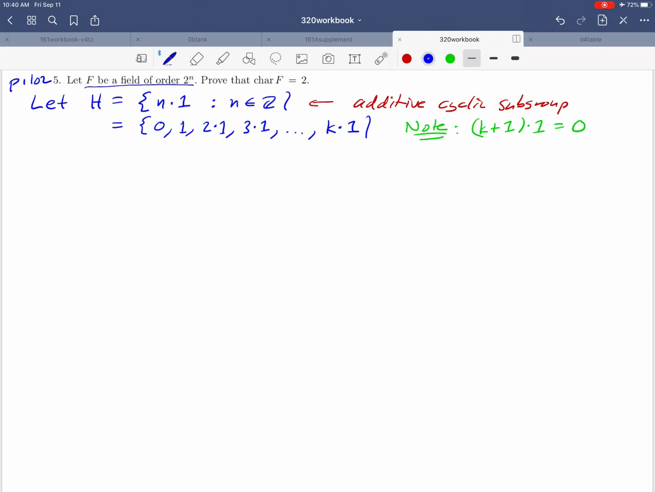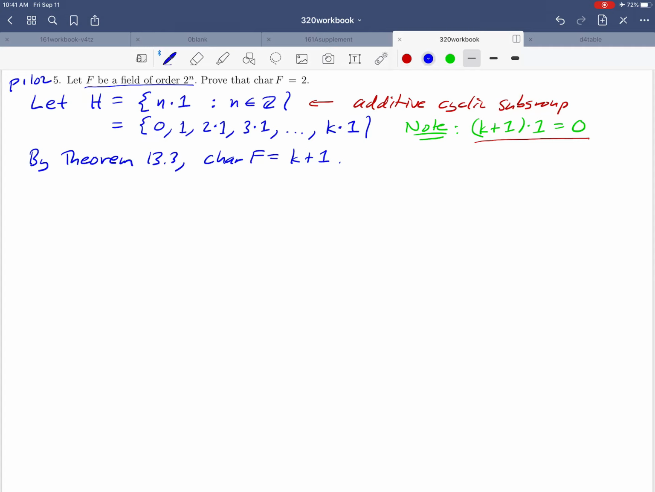So there are a number of statements that we can make as a result of this calculation that we did with H. Here's the first one. By theorem 13.3, I claim that the characteristic of F has to equal k plus 1. Why is that? Well, remember, theorem 13.3 said that if we have a unity in our ring, its additive order has to equal the characteristic. The observation that we made about H told us that the additive order of 1 is k plus 1. And so therefore that has to be our characteristic.